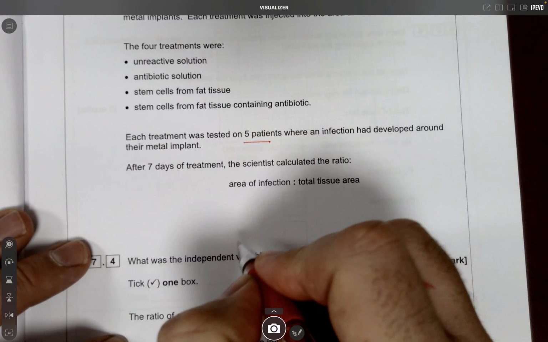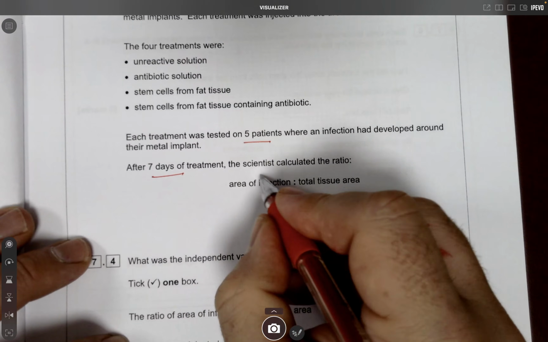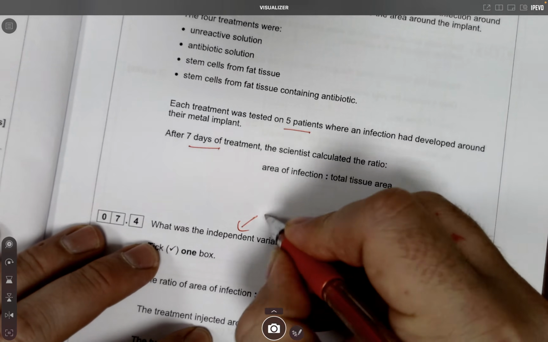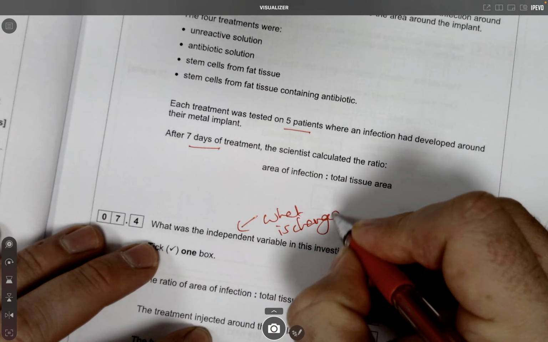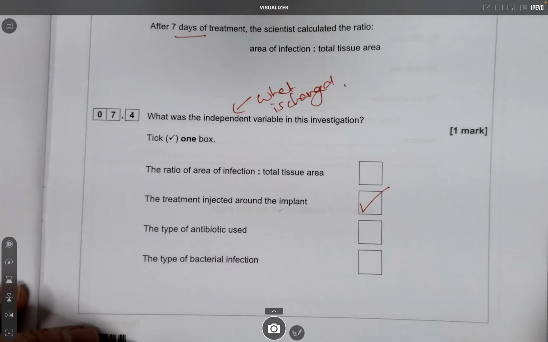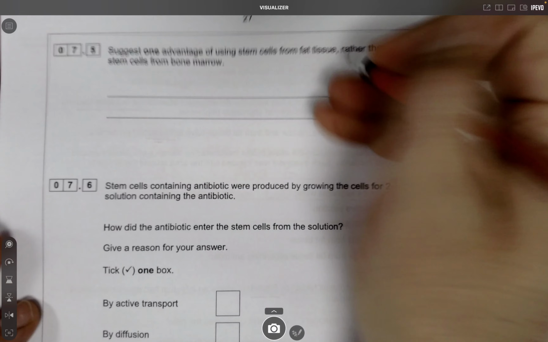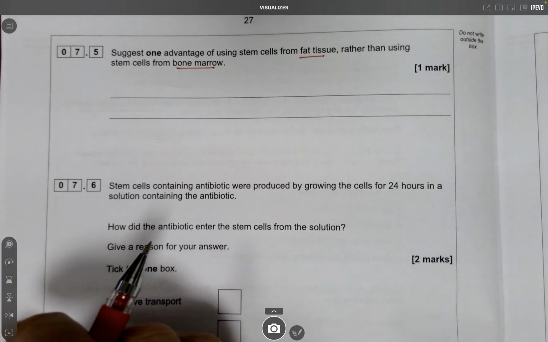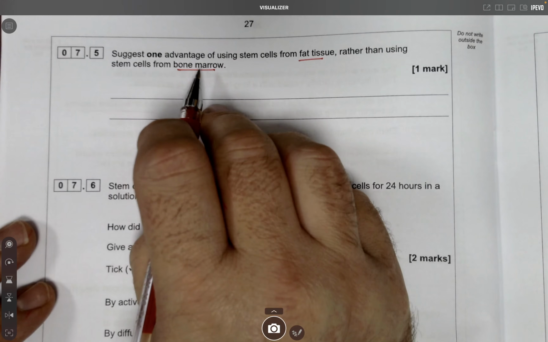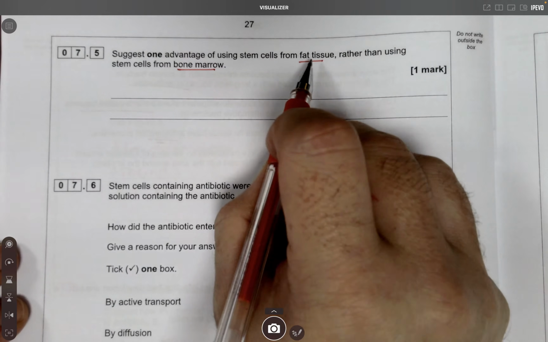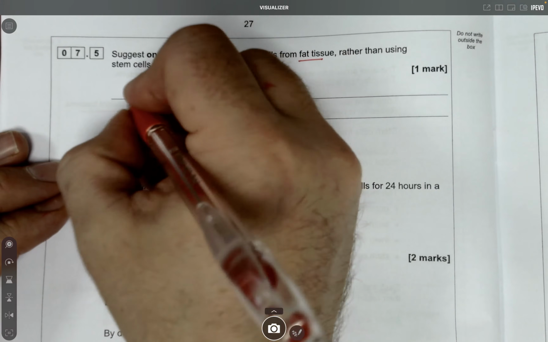It was tested on 5 patients for 7 days, and then they calculated the area of infection over the total tissue area. Independent variable, so this is what is changed, and they clearly changed the treatment, so the treatment injected around the implant was the correct answer here. Suggest one advantage of using stem cells from fat tissue rather than bone marrow. This is relatively straightforward. If you're taking it from bone marrow, you have to drill into the bone and harvest it that way, which has obviously problems associated with it, whereas harvesting from fat is a lot easier. So it's easier to obtain, easier to get.